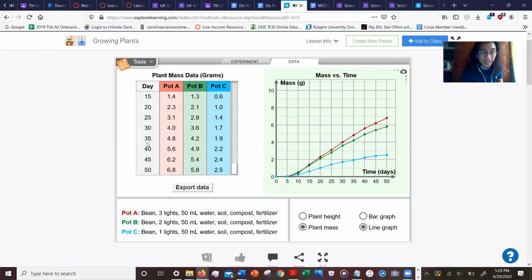The same goes with plant mass, which means weight. It's also organized by day, by group that you've tested. Remember, you're only able to test 3 groups. If you have more than 3 groups, you're going to have to do another set of groups.